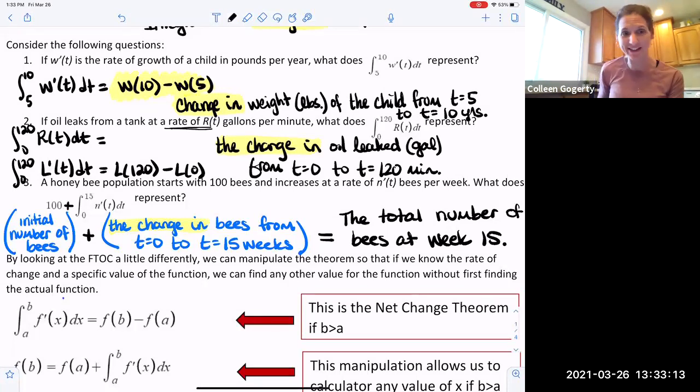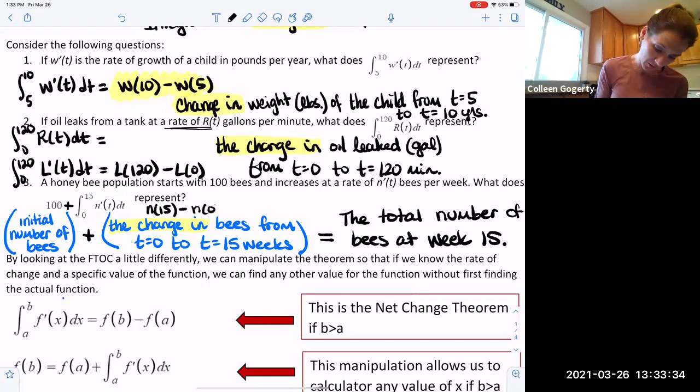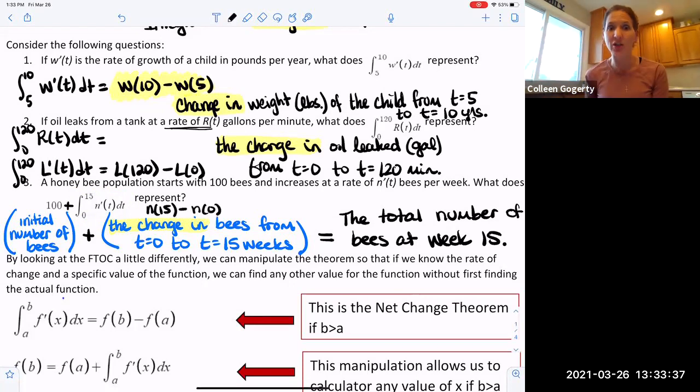Okay, so welcome back. Let's see how you did. All right, so let's start off with the part that I'm hoping you were able to follow, 0 to 15 of n prime of t dt. If you were to put this in words, we have the integral of a derivative. So what we've got going on is actually n of 15 minus n of 0. Well, what does that mean? It's the change in the number of bees from t equals 0 to t equals 15 weeks. So how many bees have either increased? Well, I guess it tells us it's increasing. So how many bees have increased within this hive, okay, or this population?